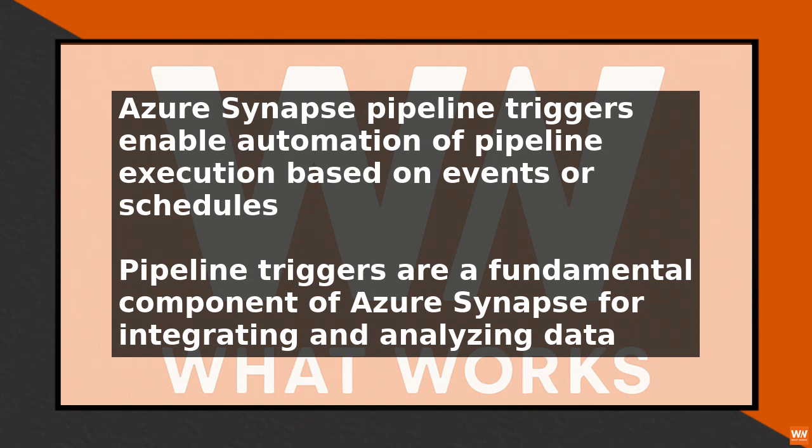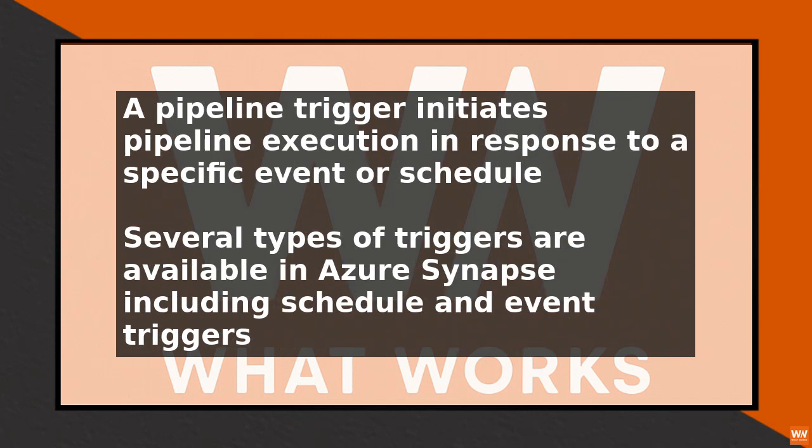A pipeline trigger is a mechanism that initiates the execution of a pipeline in response to a specific event or schedule. There are several types of triggers available in Azure Synapse, including schedule triggers, tumbling window triggers, and event triggers.